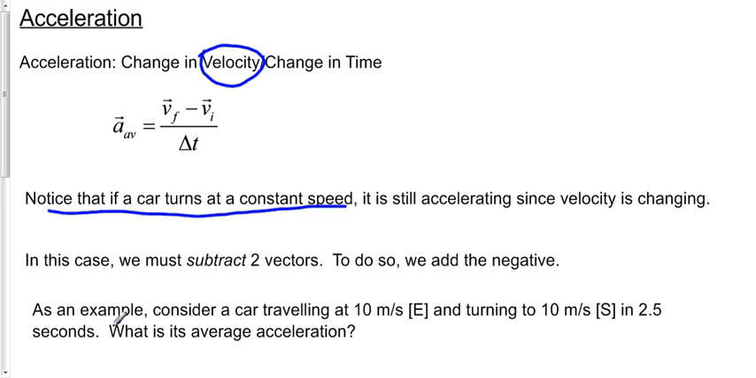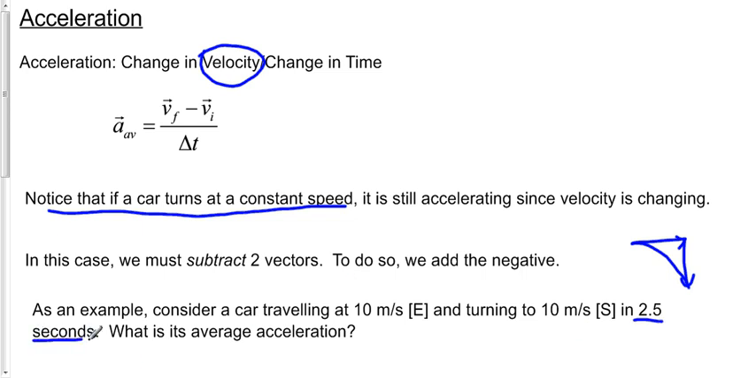So let me give you an example to explain that. Let's consider a car traveling 10 meters a second east. So it's heading this way, and then it turns, so it's now going 10 meters a second south. Of course, it's probably going to be more of a turn, a circle, as opposed to a 90-degree turn, but it doesn't matter because we're only interested in these final velocity and initial velocity vectors. And it takes 2.5 seconds to do that motion.